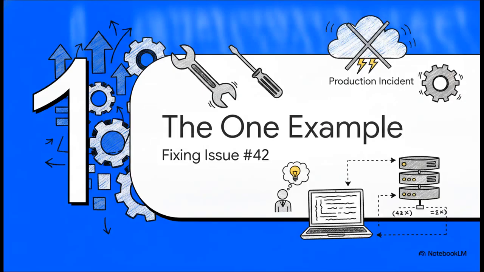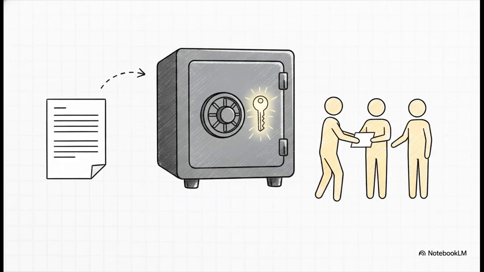Section 1. The one example, fixing issue number 42. Let's see how this actually plays out in a real-world production incident. First up, you have to note the credential safety pattern here. When you're authenticating with something like GitHub, you never want to write your personal access token directly into a committed file. But using shell environment variable syntax, like a GitHub token variable, the config safely references the token. That means you can commit the file and share the whole shebang with your team completely securely.